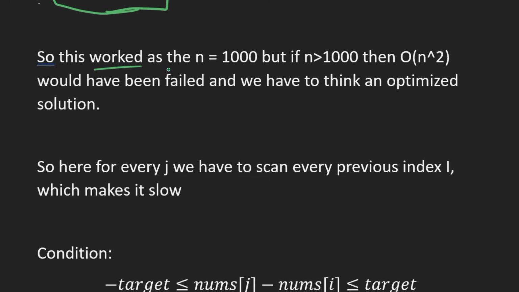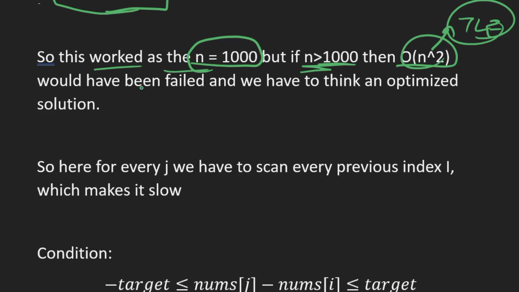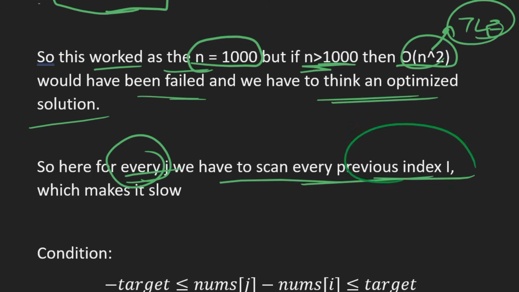This approach of ours worked because our n is equal to 1000 only. But what if n is greater than 1000? Then n square will not be feasible, it will give us TLE. So this approach would fail, and we have to think of some optimized solution. This approach is failing because for every j we have to scan all the previous indexes i, which is making it slower.